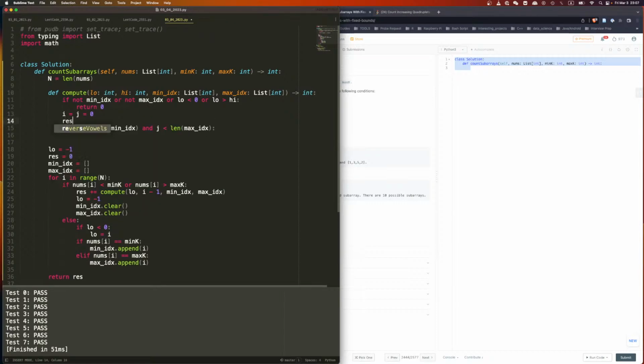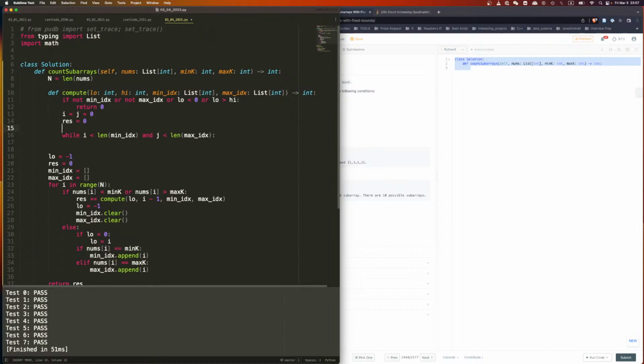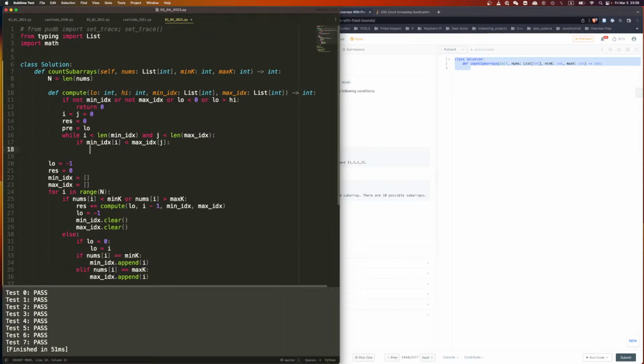Now we have a result inside as well, and we have a previous, which shall be low at the beginning, right? So now what do we do? We say if min index i is smaller than max index j, okay? They will not be the same. So if min index i is smaller than max index j, then we say res shall plus equal to something multiplied by something.